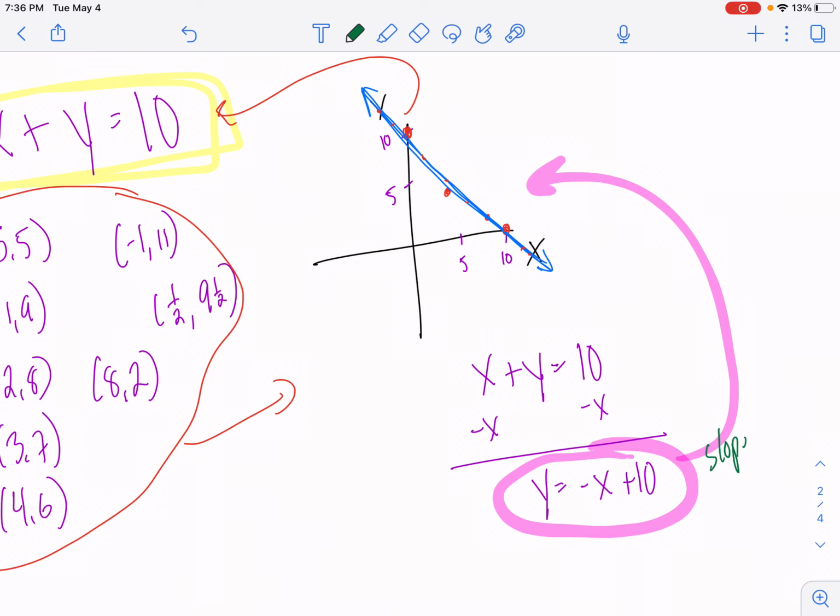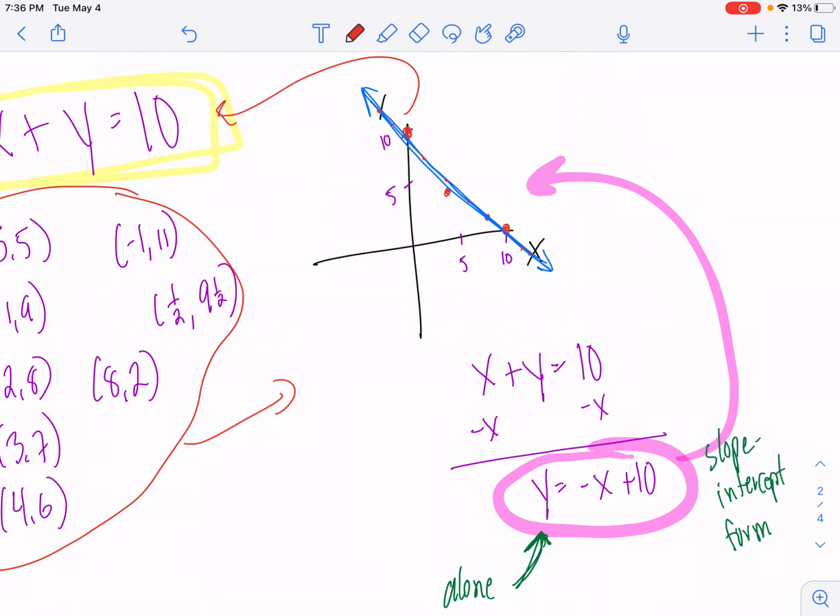We call this slope-intercept form, or you could call it a formula, I guess, as well. And what happens here is the main idea is that the y value is alone. Okay, so y is all by itself. Y equals is how these things start.